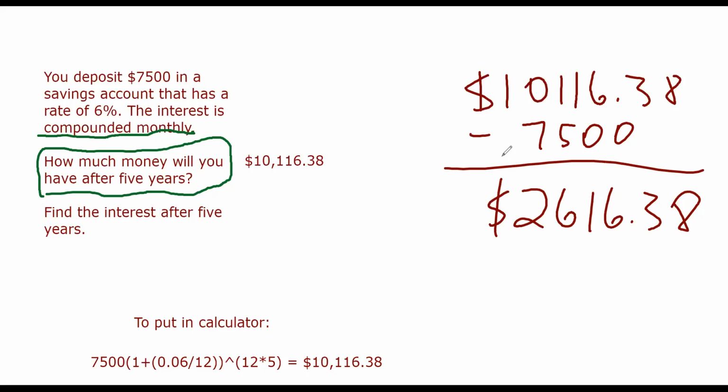And so this is the amount earned. This is the interest earned. So by you investing your money instead of putting it under the mattress, where you don't have it invested, you earned $2,600 and some change that you would not have earned otherwise.